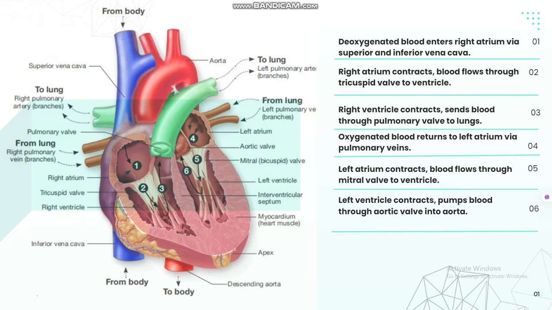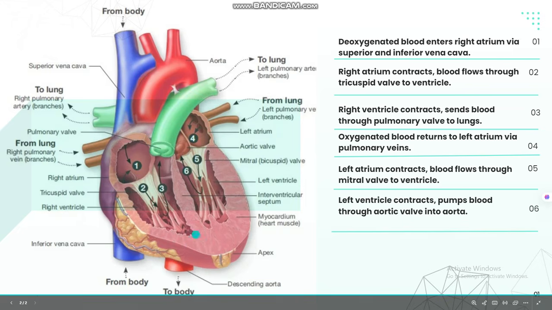That is why the aorta is drawn very red in color, because it carries the oxygenated blood, and moreover this aorta is the largest artery present inside our body. So from the aorta, the blood is given to all parts of our body.